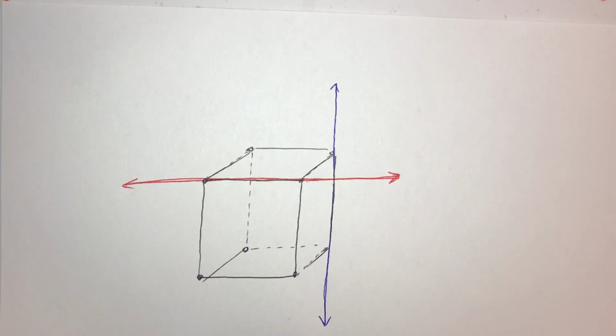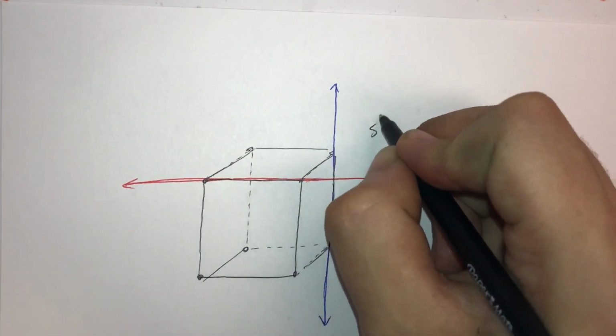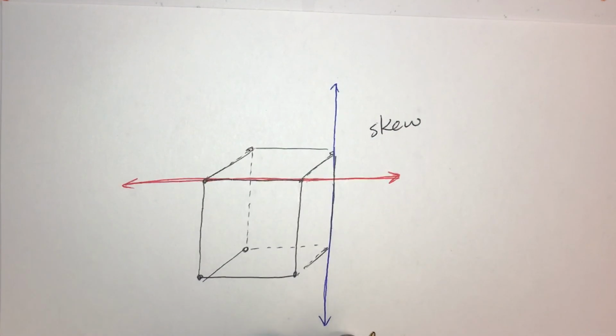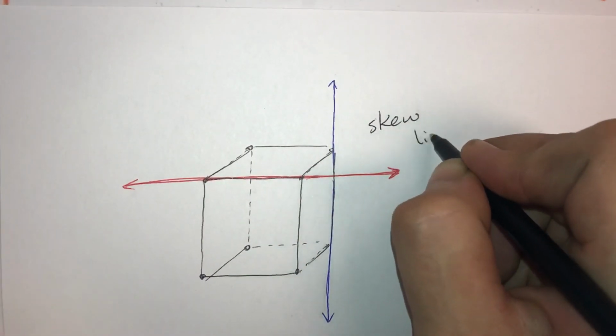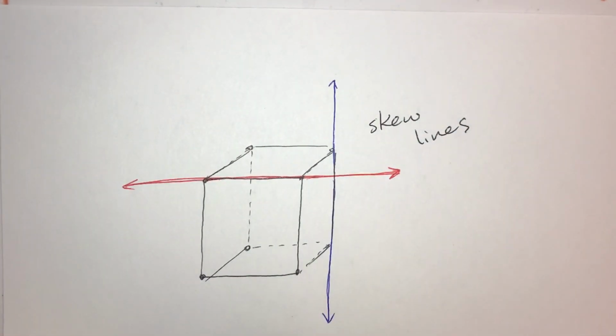But they're not parallel. They're definitely not parallel. So we need to be more careful. We call these lines skew lines. Skew lines are lines that are not parallel but also don't intersect. So for skew lines, you just need to be able to identify them.